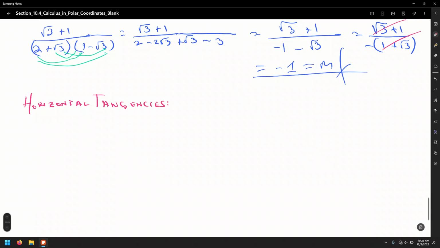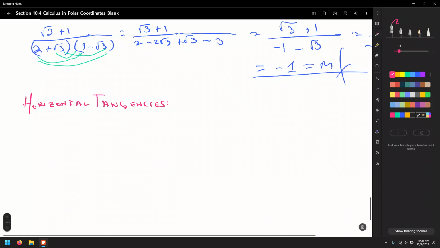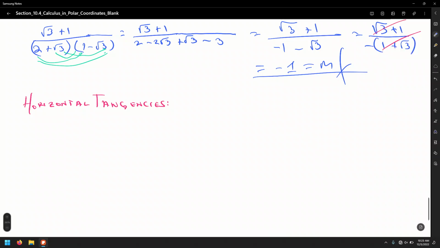So we're going to set the numerator of the derivative, or rather the denominator, not the numerator. Oh wait, no, it's the numerator. That's cosine theta times 1 plus 2 sine theta equals 0. Well, in this case, we already have an equation in factored form. That is, we can set cosine theta equals 0 and 1 plus 2 sine theta equals 0. Okay?